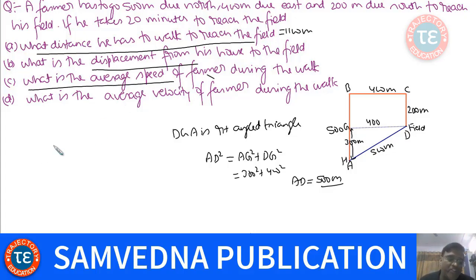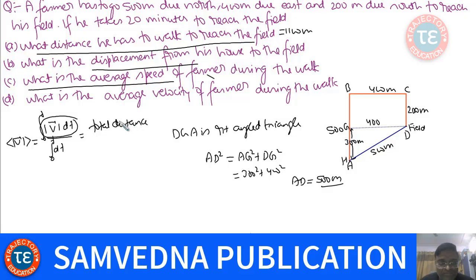What is the average speed? See, speed is the magnitude of velocity, and average speed is the integral of v dt upon integral dt from say 0 to T. T is 20 minutes. And what is this? This is the total distance traveled upon, in denominator, total time. Total distance traveled is 1100 upon 20 minutes. So 20 minutes has to be expressed in terms of seconds, 20 into 60. So that would be 11 by 12 meter per second.